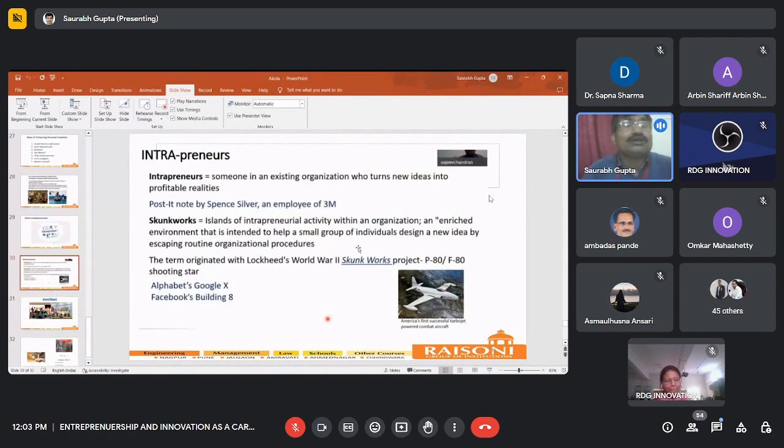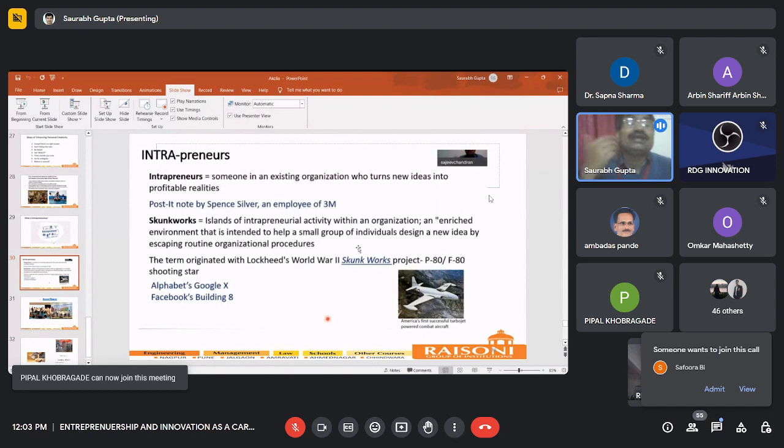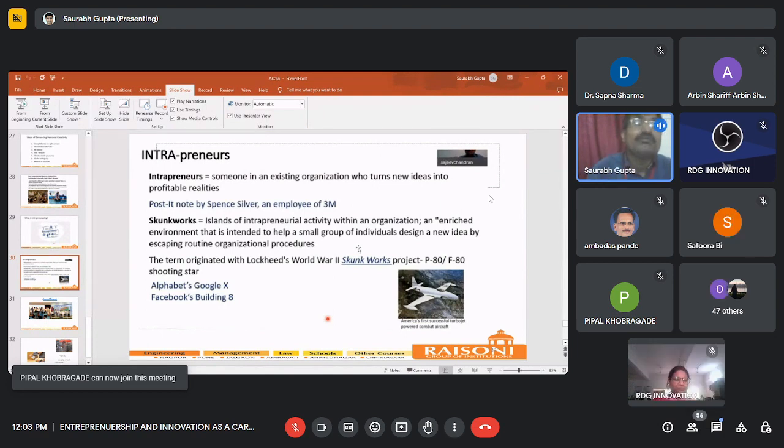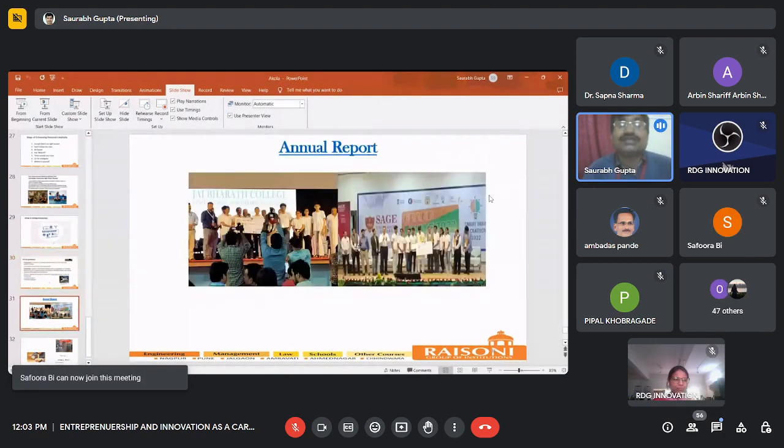So this is all about creativity, innovation, and entrepreneurship, so that you can create a new market based on your skill, right? I will show our annual report, where we are doing all these things in our institute. In our institute there is an MSME sponsored business incubator.